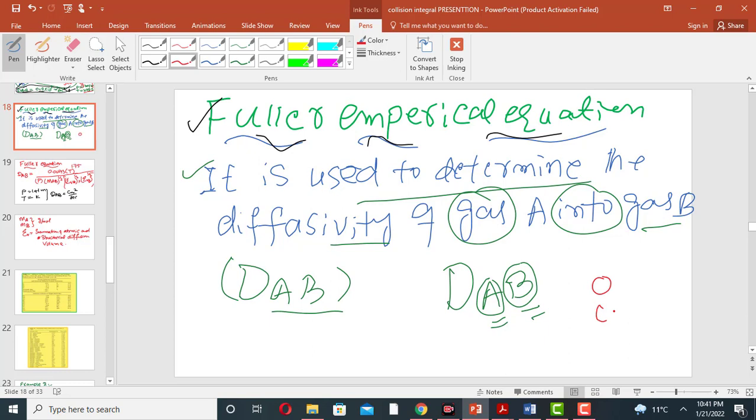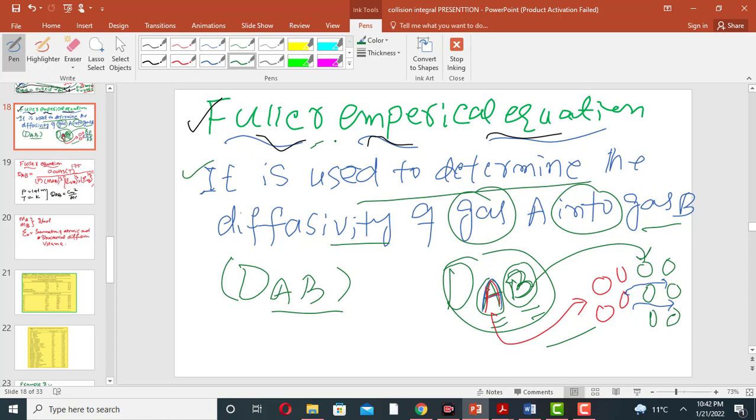One gas is oxygen. Suppose this is oxygen gas, and this is the benzene molecule. The oxygen is diffusing or going through the benzene molecule. So what will be the diffusivity of oxygen in the benzene? This is oxygen, and B is the benzene. We will determine this diffusivity by using the Fuller empirical equation.